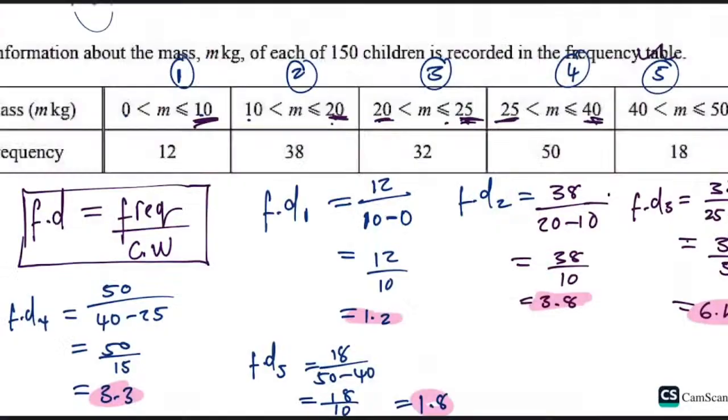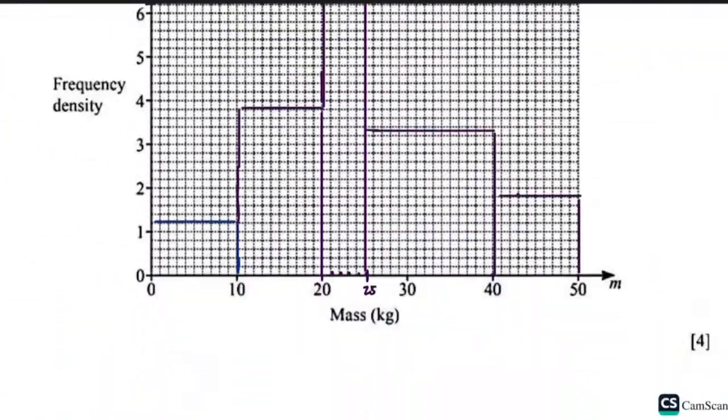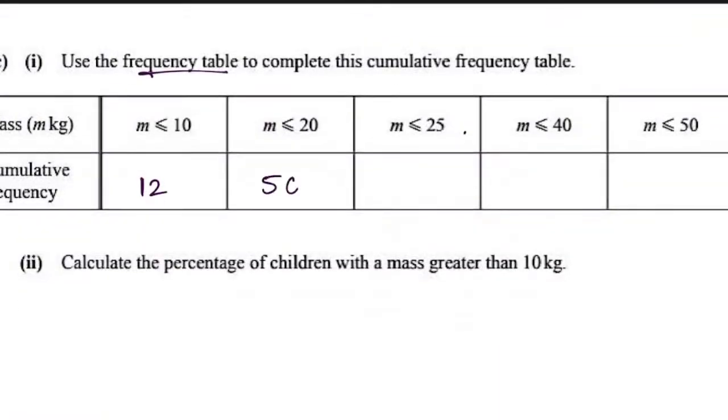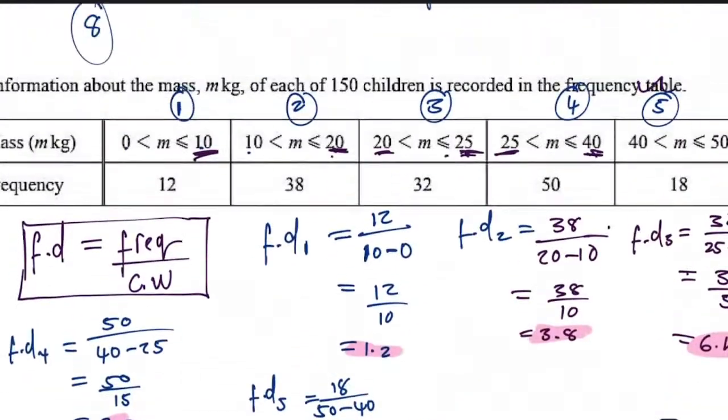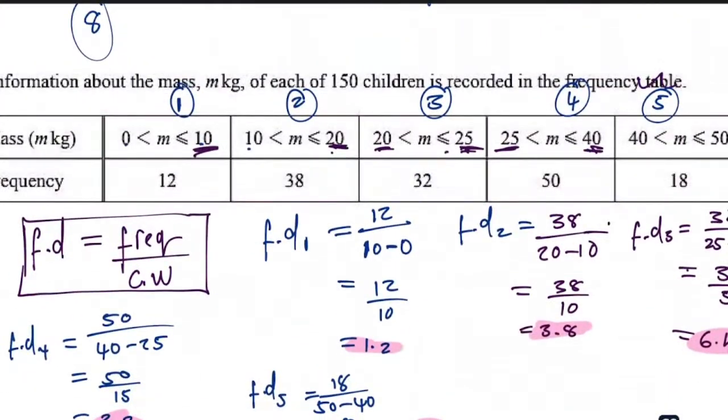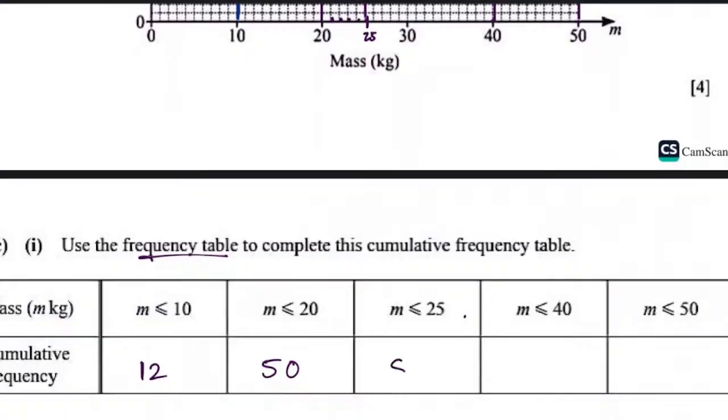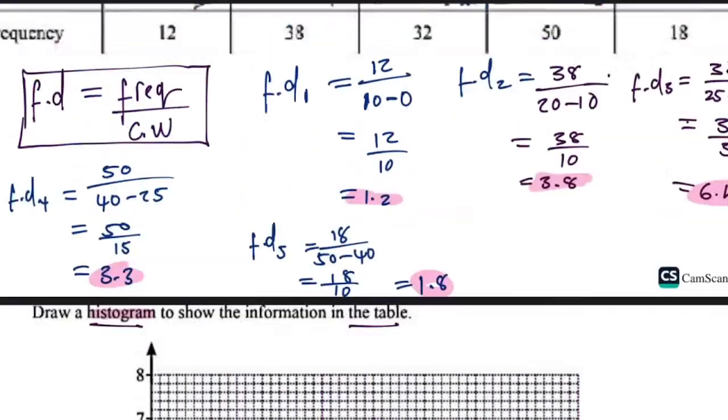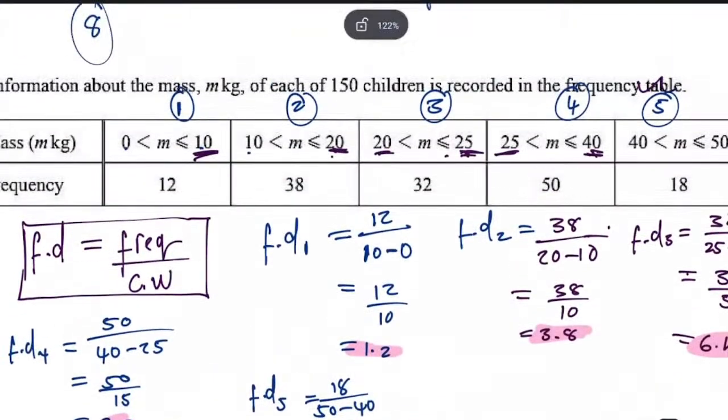Then you add the next one to get to the next. So it's 12 plus 38, that's 50. Then you add to 50 the next one, which is 32. What do you get? You get 82. Then from 82, you add the next one, which is 50. What do you get?